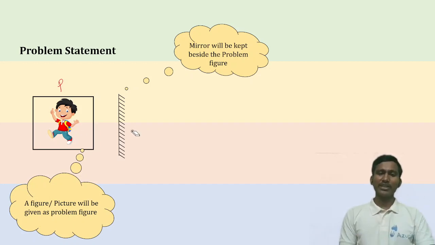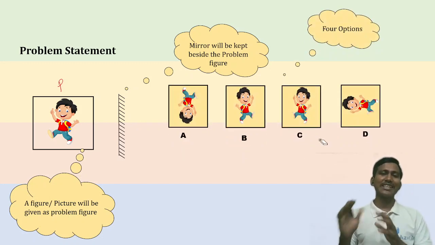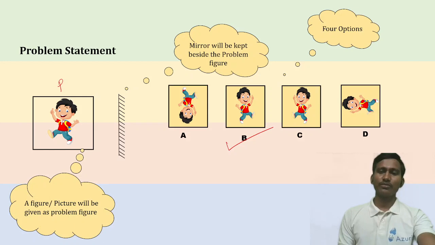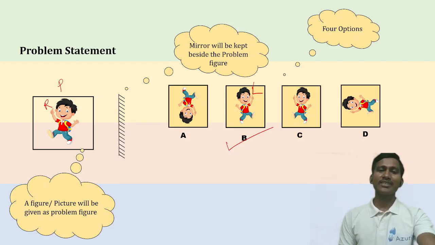So what will be the mirror image? Let us take the options. There will be 4 options: A, B, C, D. So what will be the mirror image? Can anyone tell? Yes? Okay, good. In the problem figure, which hand has he raised? He has raised his right hand. Okay, so he has raised his right hand, and in the mirror it looks like the left hand, right? So this is the left hand he has raised. So that is the change.